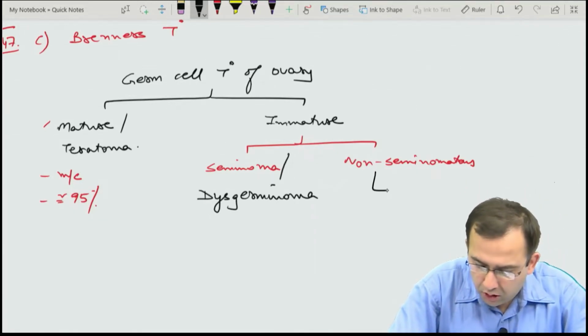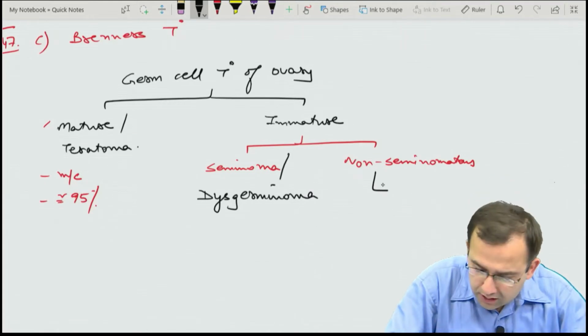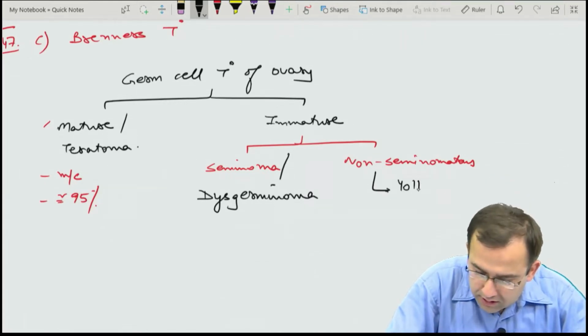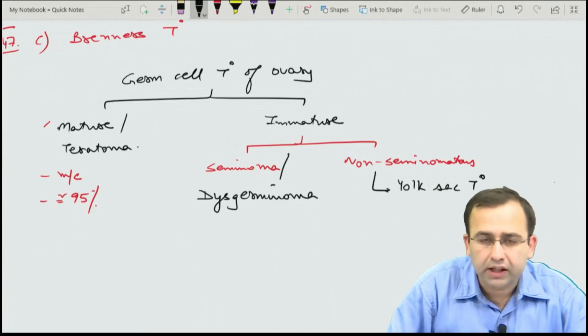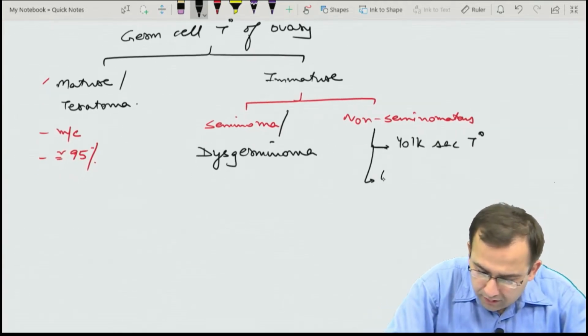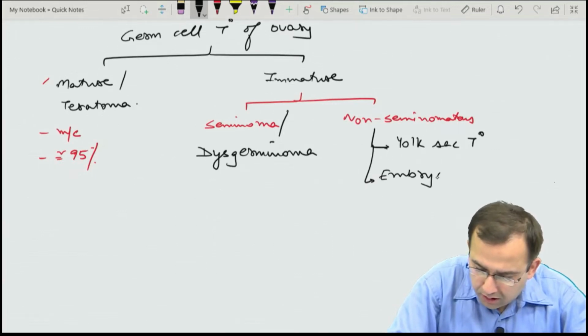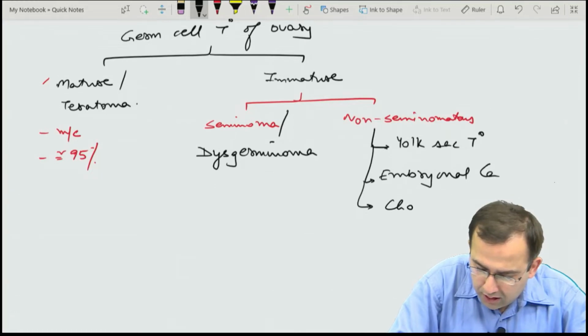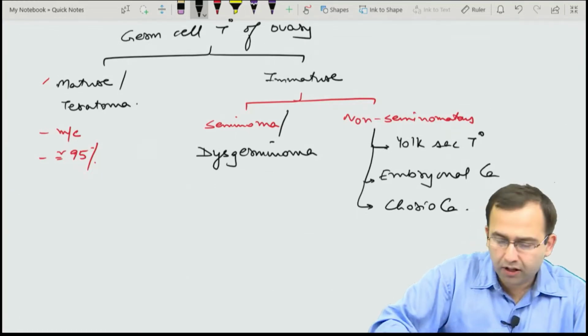Next point, non-seminomatous tumors are three: yolk sac tumor, embryonal carcinoma and choriocarcinoma.